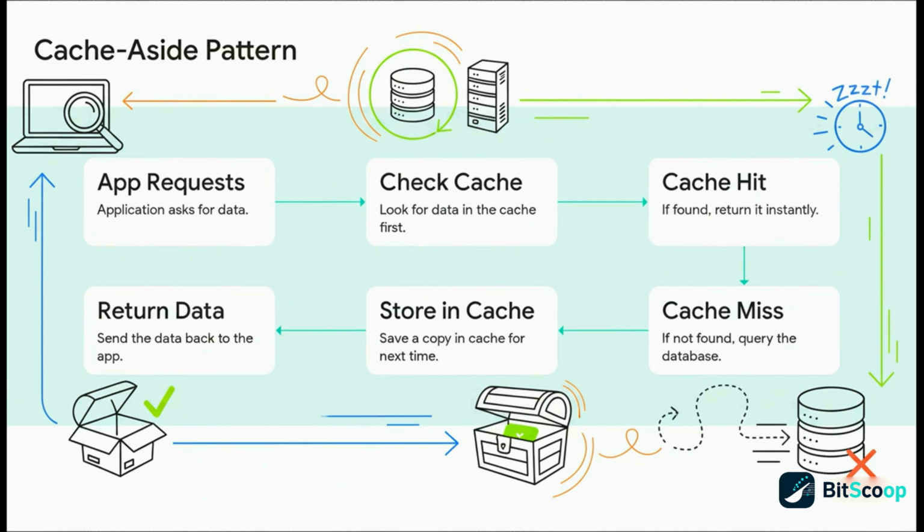And here's how that works. When the application needs some data, the very first place it looks is the cache. If the data is there, we call that a cache hit. Boom, it's returned instantly. Super, super fast. If it's not there, a cache miss, no big deal. The application just goes to the slower database to get it. But, and this is the clever part, on its way back, it saves a copy in the cache. So the next time anyone asks for that same piece of data, it'll be a lightning-fast cache hit.